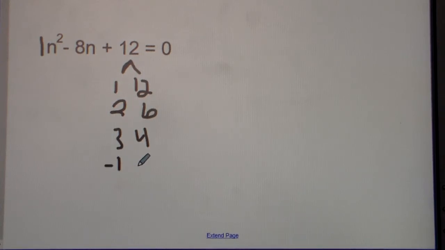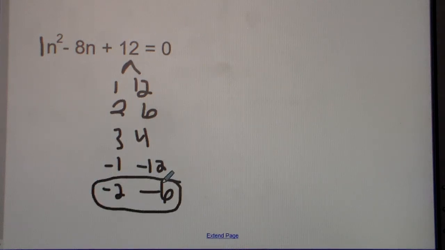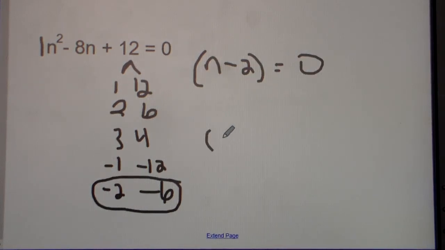So negative 1 times negative 12 gets you positive 12. Negative 2 times negative 6 gets you positive 12. And when you add those two together, negative 2 plus a negative 6, you're going to get negative 8. So those are our two numbers that we're going to be working with. So it'll be n minus 2 inside parentheses is equal to 0, and n minus 6 is equal to 0.